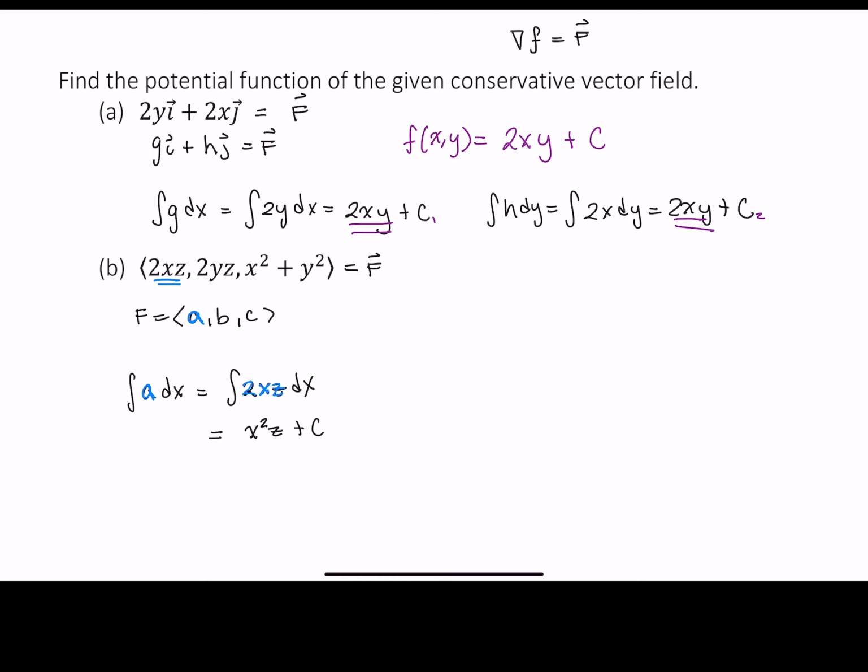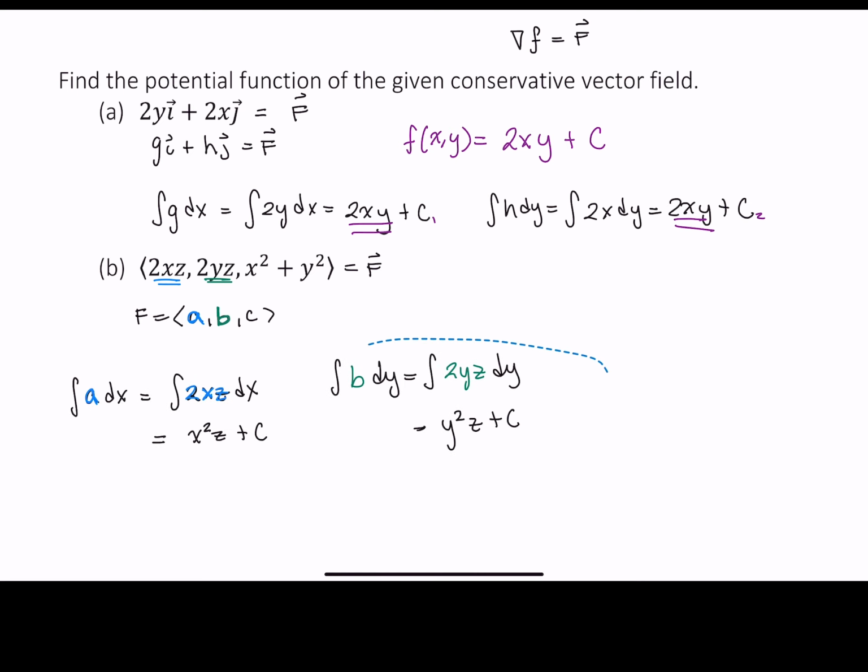Let's go ahead and do this for b. So for b, I'll do this one in green. I have the integral of b dy, well, that's equal to the integral of 2yz dy. So this is just y squared z plus a constant. And as usual, I'm going to scooch things around. I always underestimate the amount of space I need.